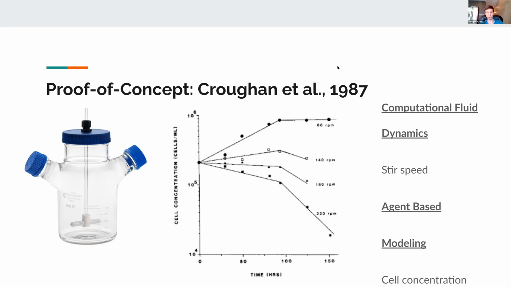Computational fluid dynamics, which could very accurately model stir speed and all the fluid flow components of the system, and then agent-based modeling, which could understand the cell growth and all the forces that the individual cells experience. And so we took all the information from this paper from the 1980s, and we used that to build this foundational model, which was much simpler. And that's the end of my bit.